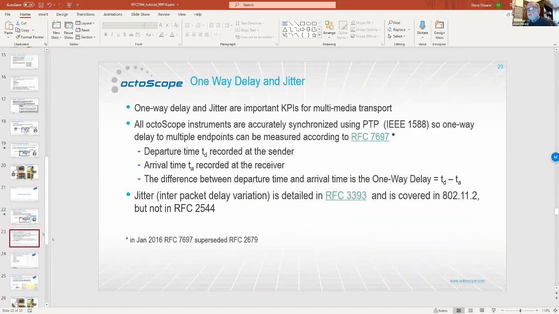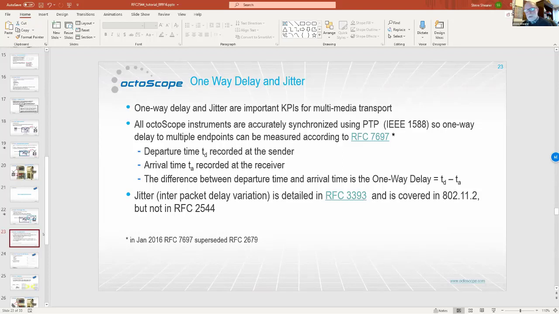We can also look at one-way delay. One-way delay and jitter are important for multimedia transport. These again are touched on by various RFCs. One-way delay is RFC 7697. Interestingly, it's a fairly recent RFC, which came out in January 2016 and superseded the older one that had been around for quite a long time. The concept is pretty simple.